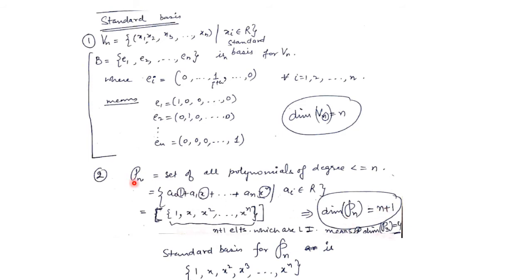For example, if we have the set of all polynomials of degree less than or equal to 3, then what will be the dimension of the P3 set? Its dimension is 3 plus 1, which is 4. And the standard basis is 1, x, x square, x cube. Any polynomial of degree less than or equal to 3 can be written in the form of 1, x, x square, x cube. So this set becomes the basis for P3. In general, for Pn this is the standard basis with n plus 1 elements, therefore the dimension of Pn is n plus 1.